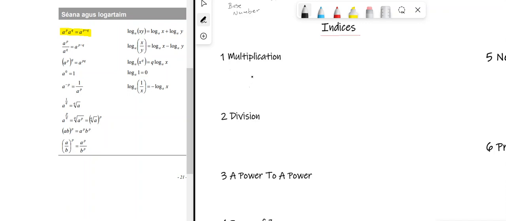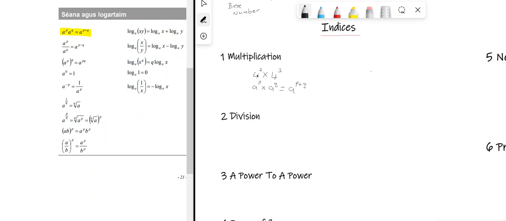It looks like this. If I have 4 to the power of 2 multiplied by 4 to the power of 3, notice that the base numbers in these two are the same. So that's the same as saying, using this rule, a to the power of p multiplied by a to the power of q is equal to a to the power of p plus q.